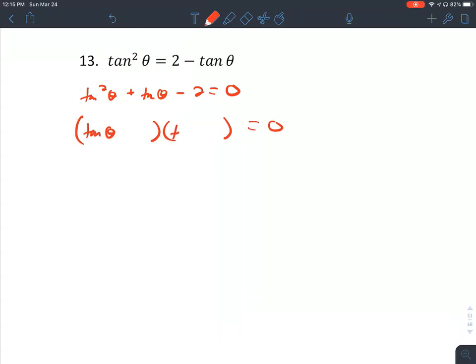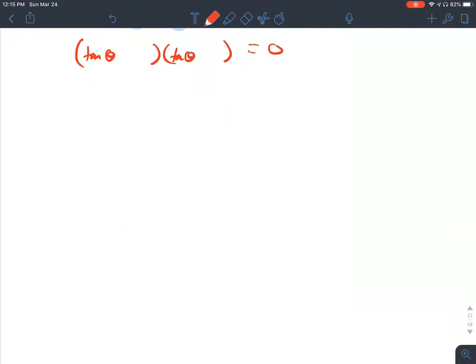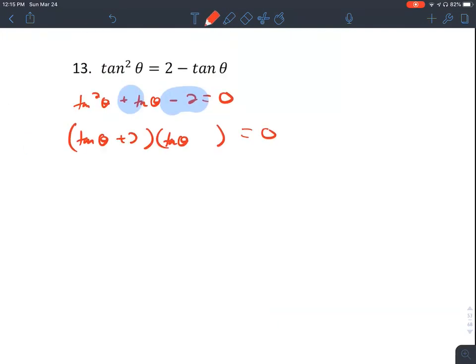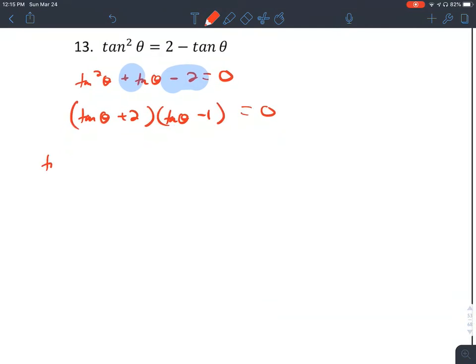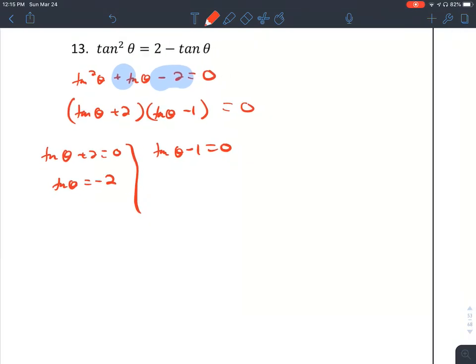I'm going to have tangent of theta. That's the square root of the first term in the first position of my binomials. I need two things that multiply to get -2 and add to get 1. So those things are +2 and a -1. Set each factor equal to 0. So I got tangent of theta +2 equals 0, and tangent of theta -1 equals 0. Tangent of theta is -2. Here I'm going to get tangent of theta is equal to 1.